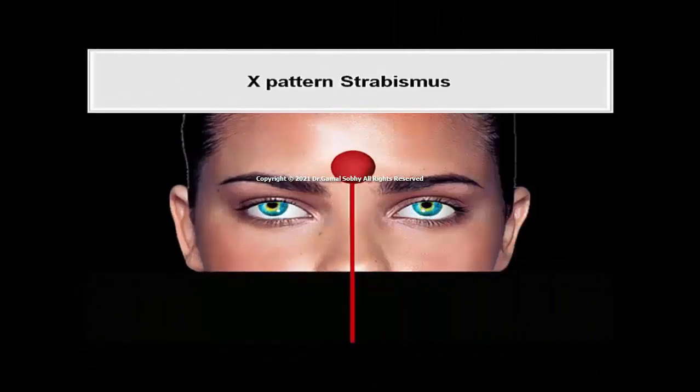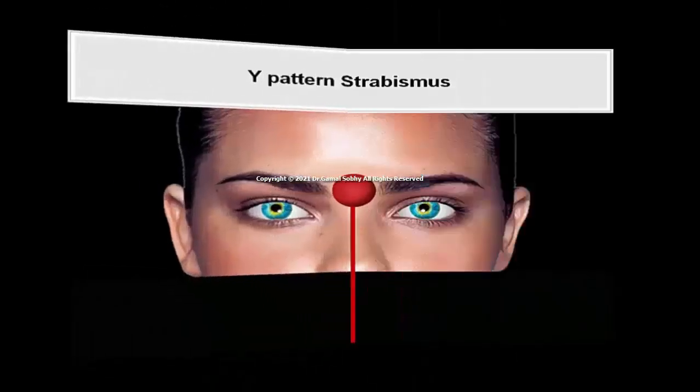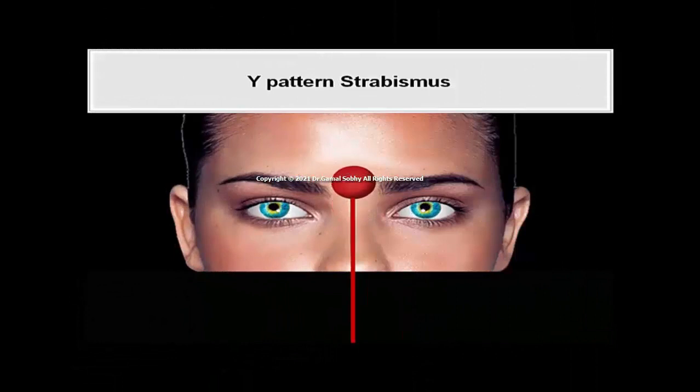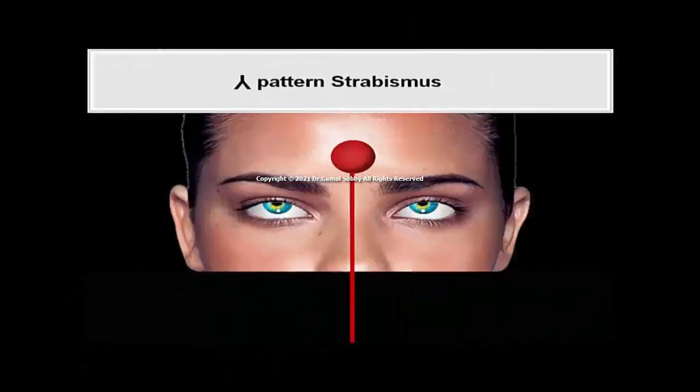Ex-patent strabismus describes patients who may have essentially no deviation or only a small one in primary position, although exotropia is present in upward and downward gaze. Y-pattern strabismus describes patients who may have exotropia only in upward gaze. Lambda pattern strabismus describes patients who may have exotropia only in downward gaze.